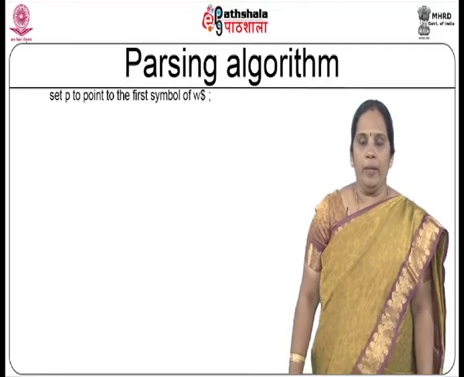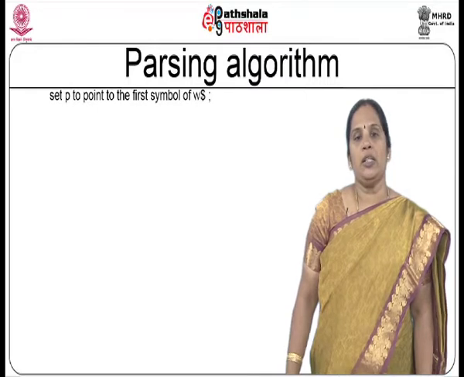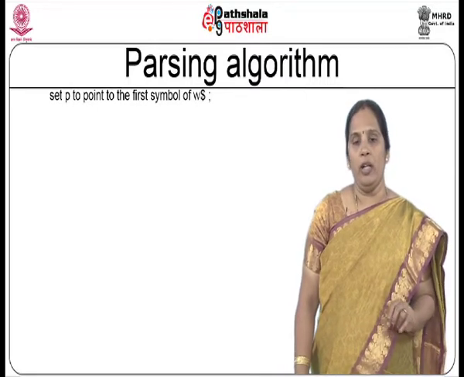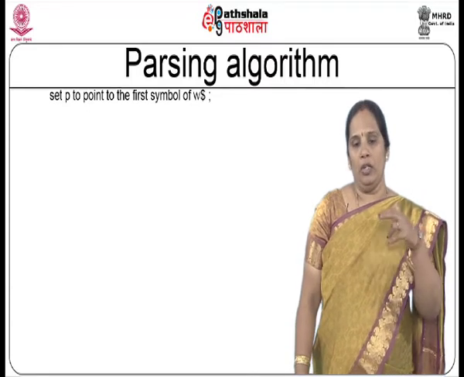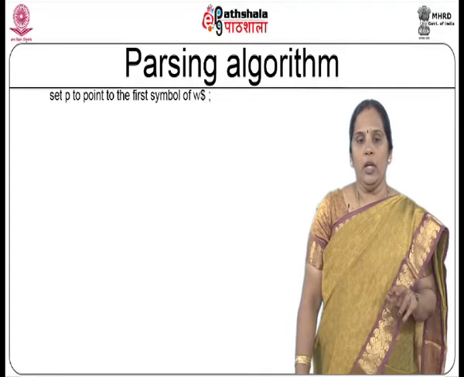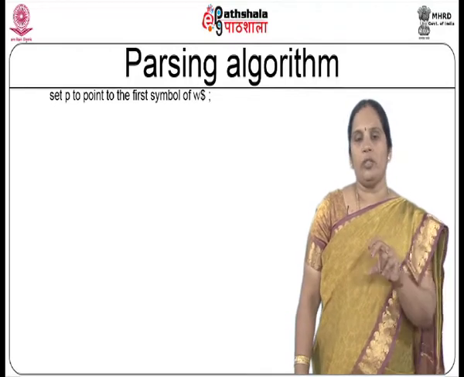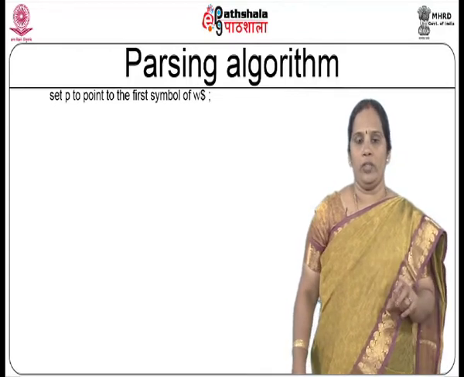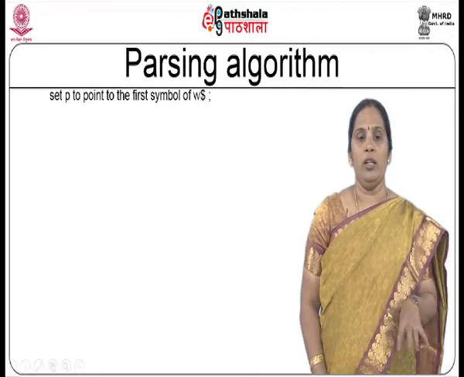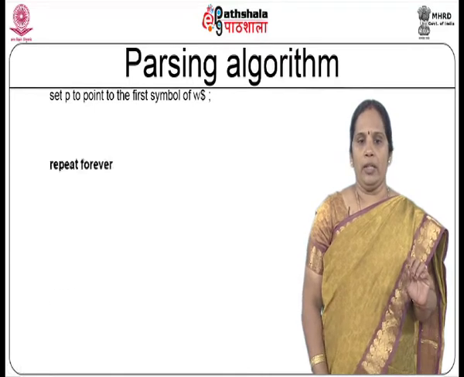Now, the prerequisite for this parser is that no two adjacent non-terminals should be there. So, you should not have non-terminals occurring one after the other. So, that is the prerequisite. You cannot have a sequence of non-terminals together. That is the prerequisite for this particular parser. This is going to be a very small class of grammar. So, let us look at the parsing algorithm.